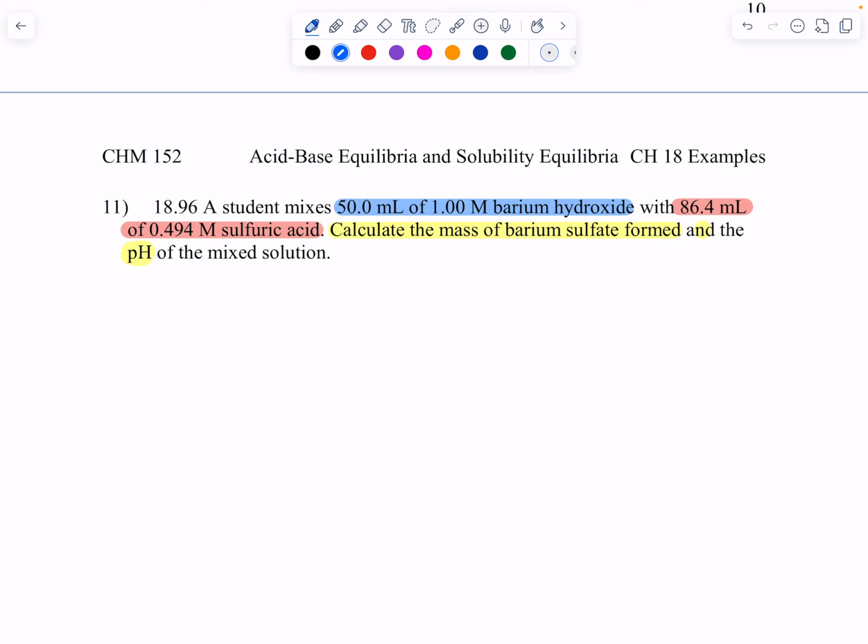And so for barium hydroxide, if we have 50.0 milliliters times every 1,000 milliliters, we have 1.00 moles, right? We get 0.05. And we have, what, 3 sig figs? All right, so that's how much we get there. Then we have our 86.4 milliliters of sulfuric acid. And every 1,000 milliliters, we're going to have 0.494 moles. And so if we do that, it looks like we get 0.0427.